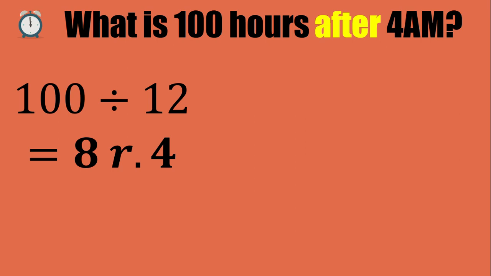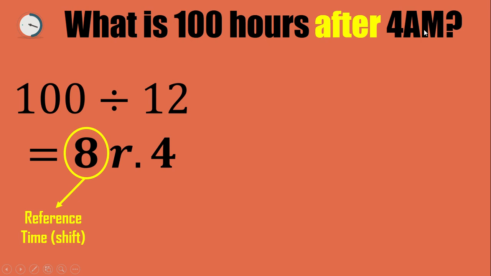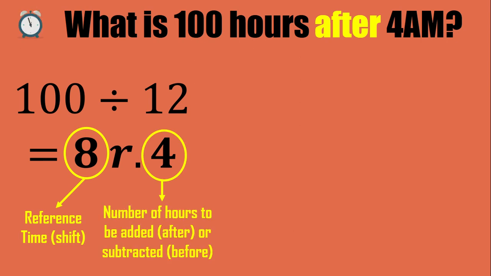Now, what does it mean? What is the quotient and what is the remainder? The quotient refers to the reference time, whether we're going to stay at our reference time 4 a.m. or shift it to p.m. And the remainder is the number of hours to be added if we are looking for the after, or subtracted if we are looking for the before.